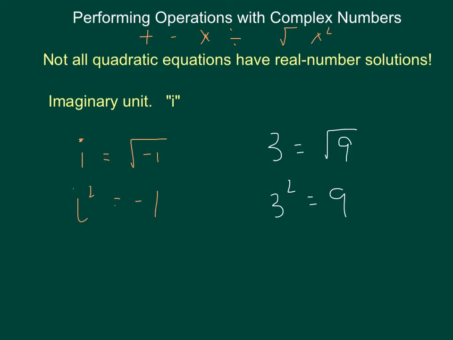So we could put these two things together and do a little combo. Well, what's the square root of -9? Okay, well the square root of -9 could be broken down into two pieces: -1 times 9. Square root of -1 is i, and the square root of 9 is 3. And we put the imaginary unit after the real unit. So, 3i.